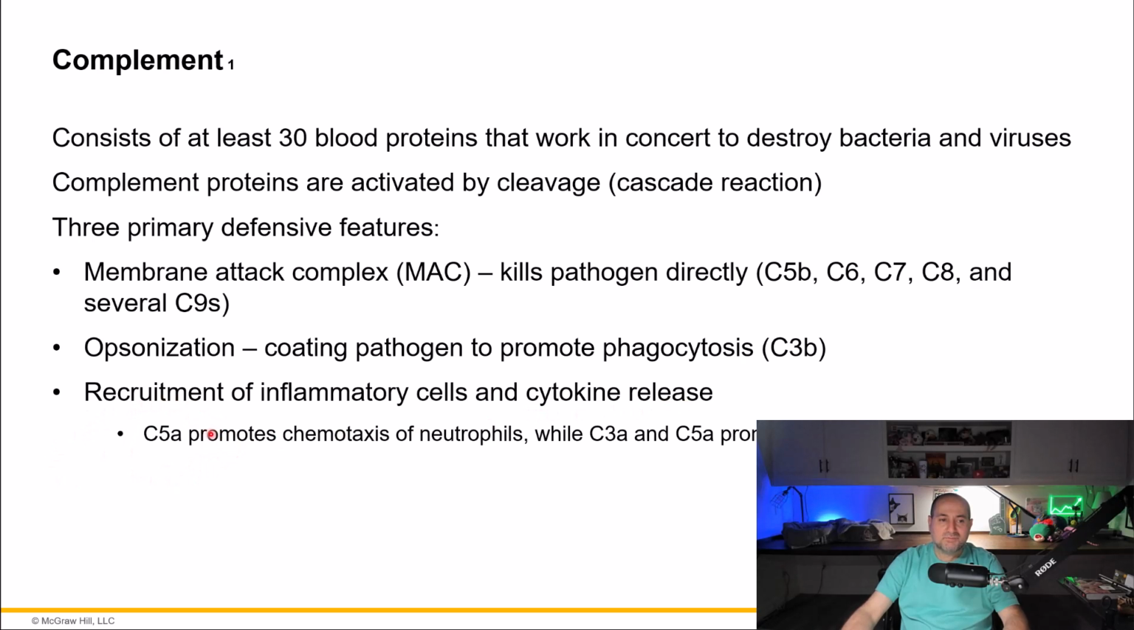Remember, this is complement protein 3, 5A. So I do want you to know what the complement proteins do. You should learn this. For instance, you should know that complement proteins C5b, C6, C7, C8, and several C9s make up MAC, whereas complement protein 3b is the one that opsonizes. And then you should know about complement protein 5a. That's the one that plays a role in recruiting inflammatory cells, so basically causing chemotaxis of these inflammatory cells or phagocytic cells.